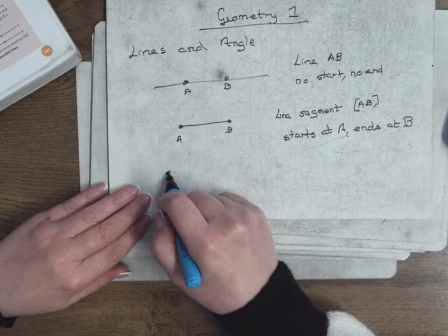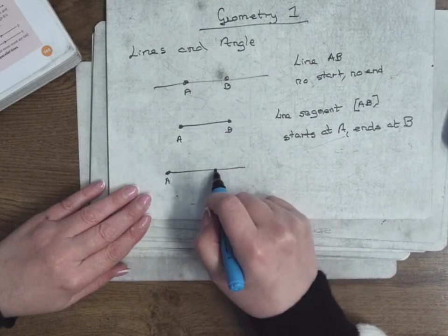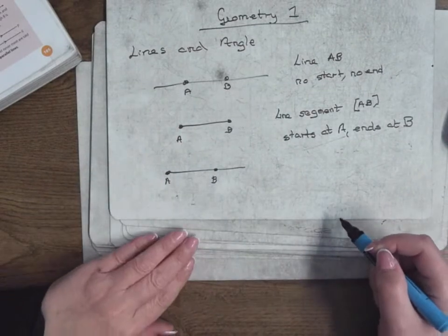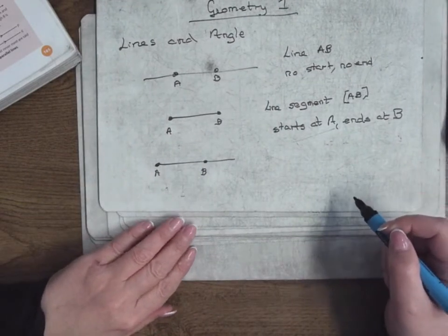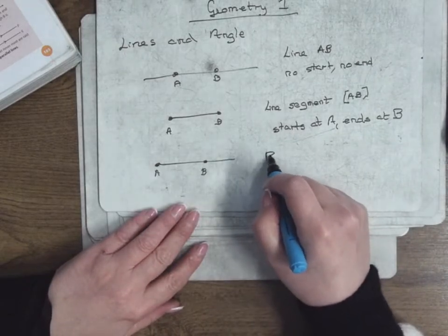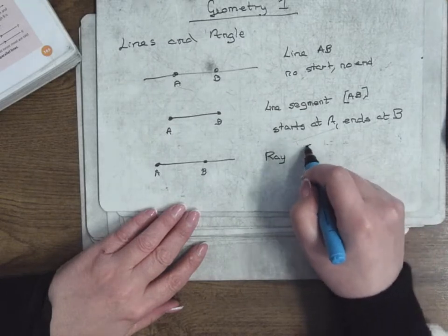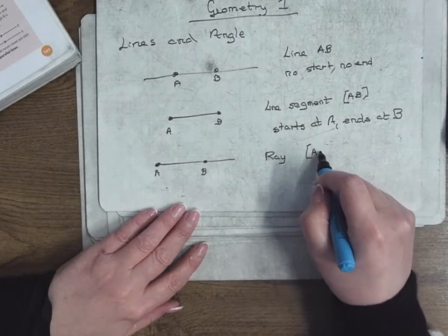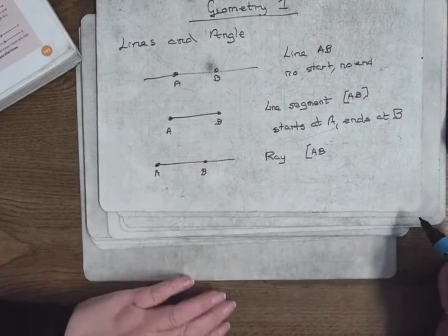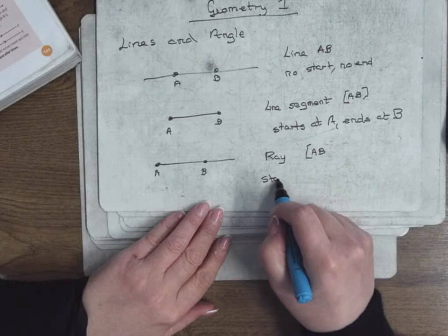Okay, if it has a start but no end, so it starts at A, but it goes out the other side. That's called a ray. It's a ray that starts at A and it has no end. So you put the square bracket at the start, but nothing at the end. So that starts at A.